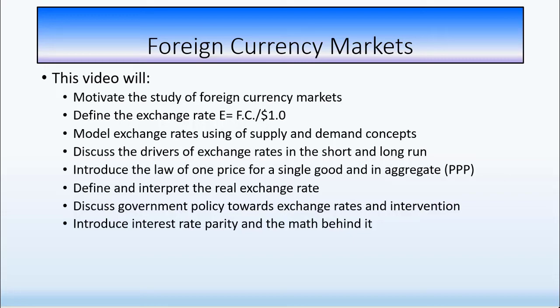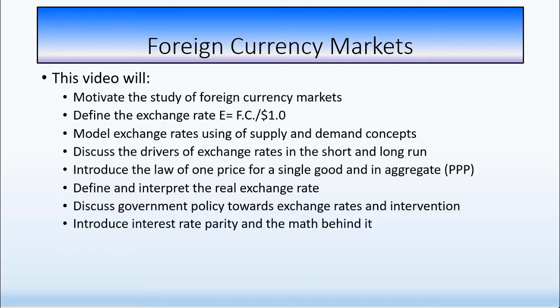This video will cover foreign currency markets. We'll motivate the study of foreign currency markets, which is not very hard to do. Recent statistics from the IMF, the International Monetary Fund, tell us that $6.6 trillion worth of foreign currency is traded per day. It's a huge market. And obviously, if it's a huge market for this currency, there are lots of financial institutions behind it to move that currency. This video will also help us understand, as a prerequisite, international central banking.